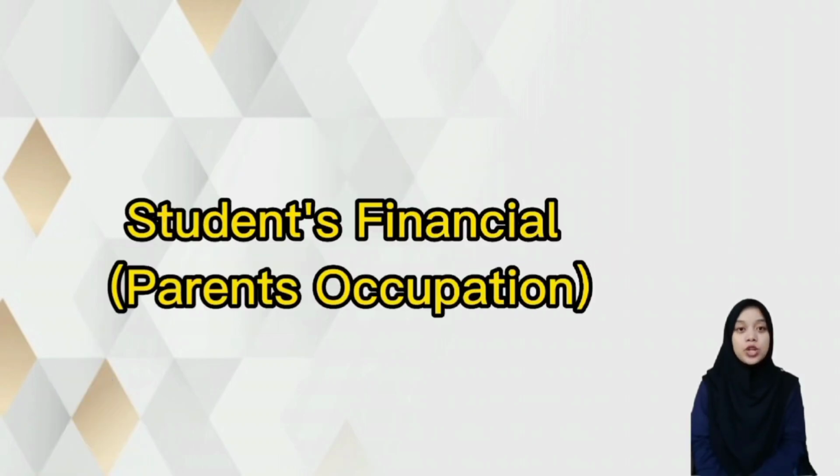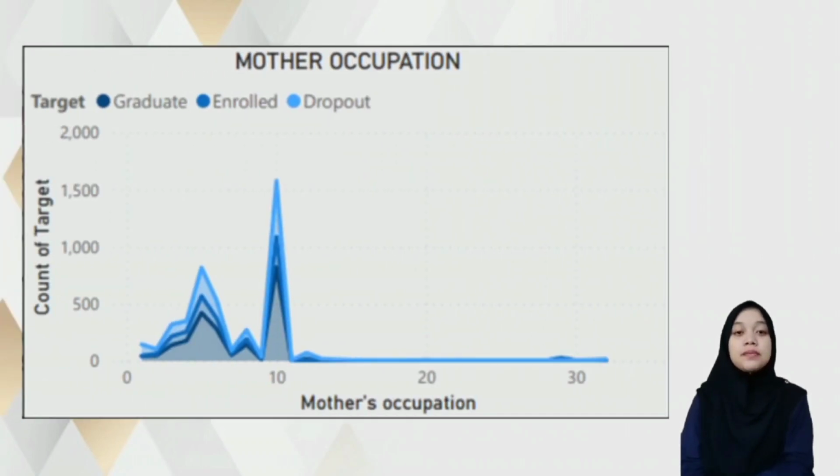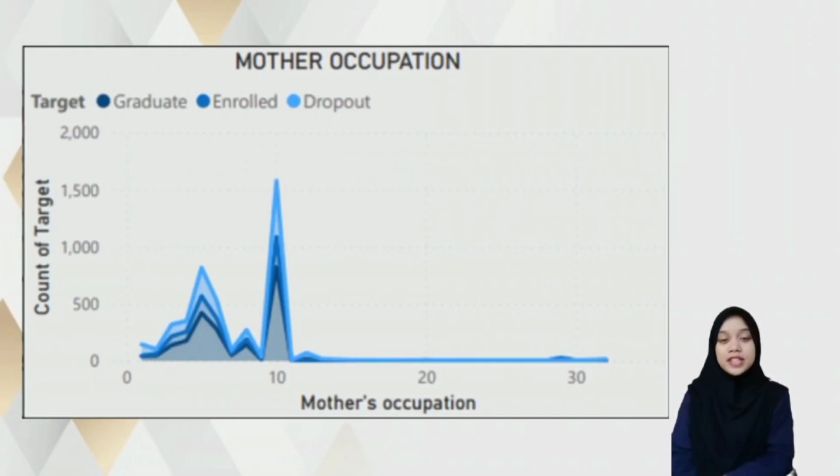Next, we will discuss the students' financial situation based on parents' occupation. This tag array chart was used to represent the mother's occupation. We have 32 jobs and the meaning of each number was explained in the report. I am also providing it here.